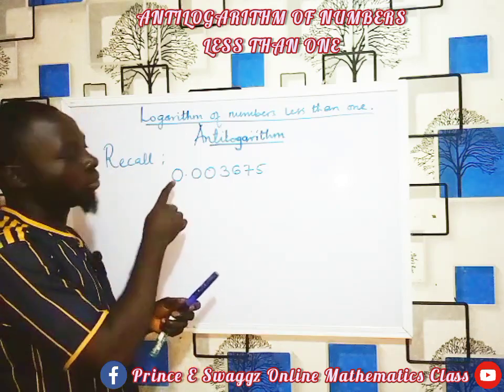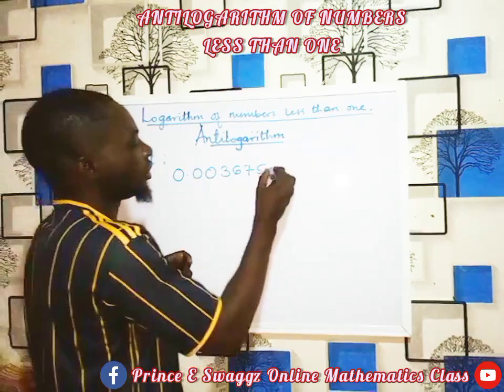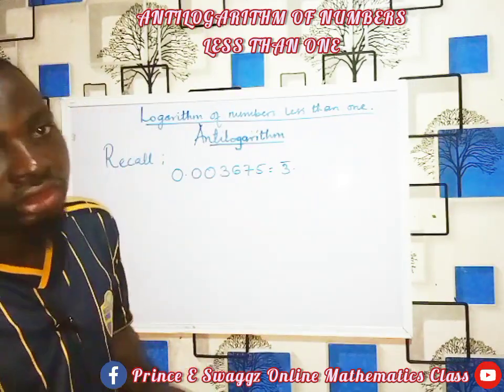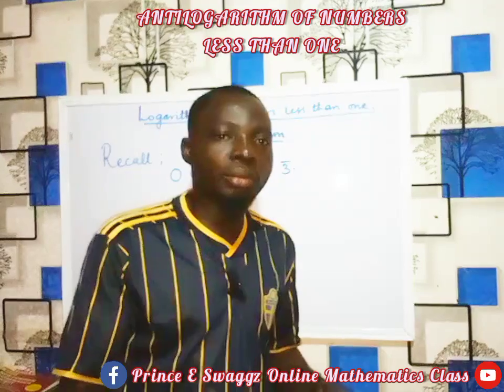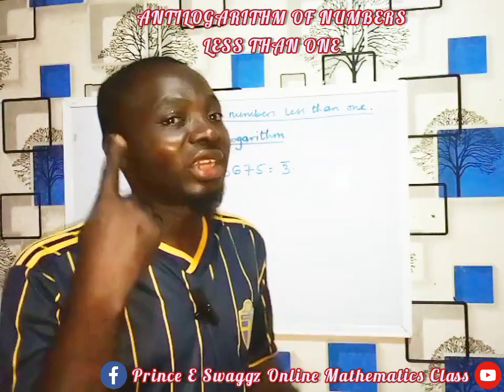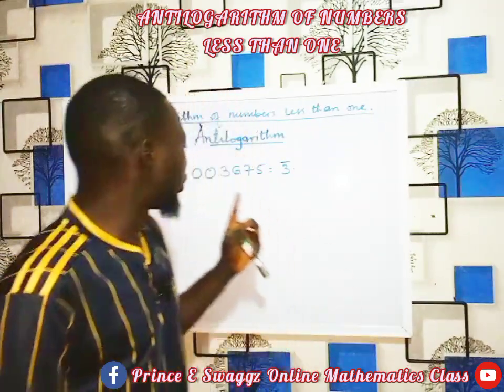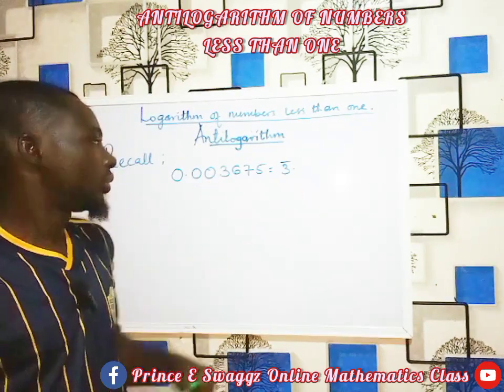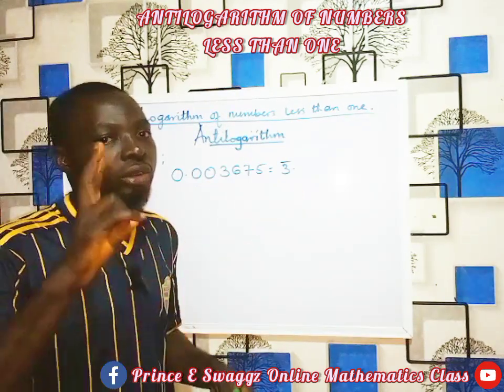The number of zeros are 1, 2, 3, and this will give us bar 3. Don't forget, the integer of numbers less than 1 is always negative. So when you count them, 1, 2, 3, that is bar 3. But if it is a number greater than 1, the integer is always positive.